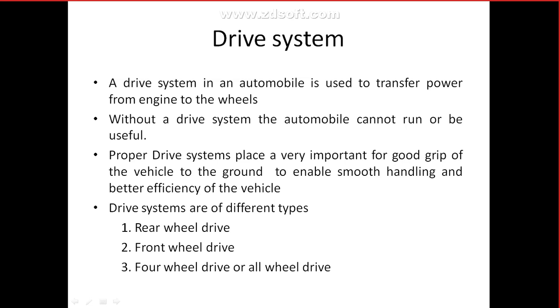Now we will see what the different types of drive systems are. There will be rear wheel drive, front wheel drive, and four wheel drive. Four wheel drive we also call all wheel drive. So there are three types of drive systems. Rear wheel drive we observe in buses, lorries, and some jeeps. Front wheel drive we can observe in cars. And four wheel drive we can observe in some military vehicles.